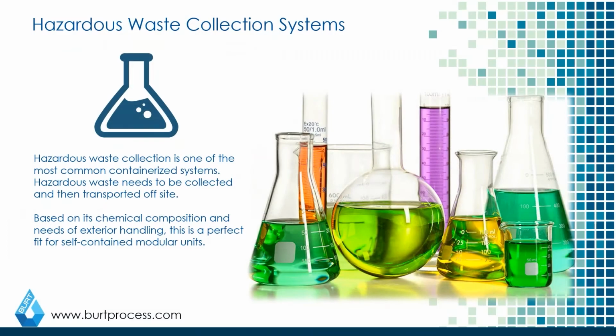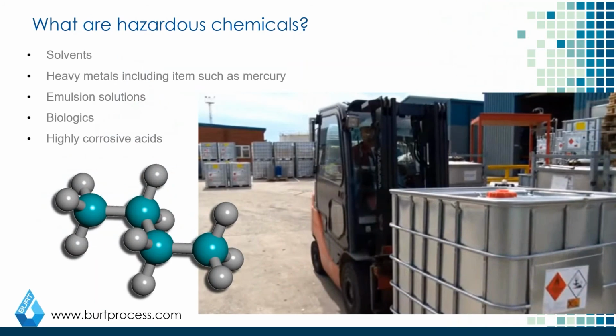Now, what is a hazard? Hazardous chemicals range across almost any industry, and it really depends on what the chemical composition is. This can be something from a solvent, which is typically hauled off site and burned, to heavy metals and mercury, which are utilized in different applications, emulsion-based solutions, chromatographic solutions, biologics, and even very highly corrosive acids and bases. All need to have special handling requirements.